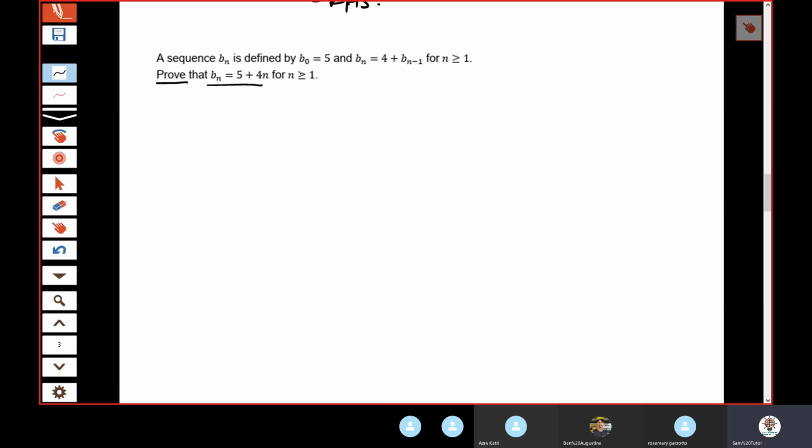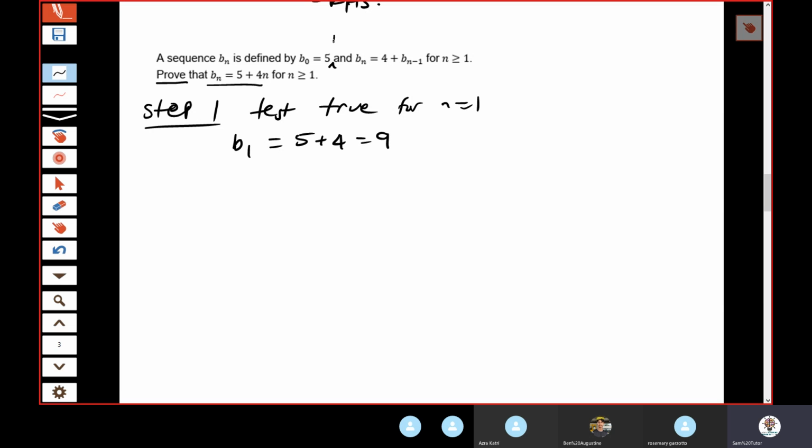So normal procedure still, step 1, test true for n equals 1. You don't sub into this one, you sub into this. So you find b of 1, which equals, I've got to tell them there's an error, 5 plus 4, which equals 9. They had to give you that as well. We'll tell them to fix that up. So b1 is equal to 5 plus 4, which is 9. And that would already be given, and that's perfect. Okay?